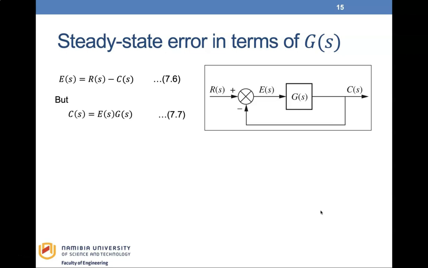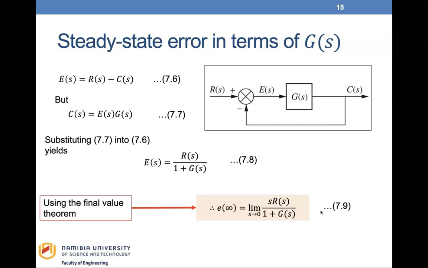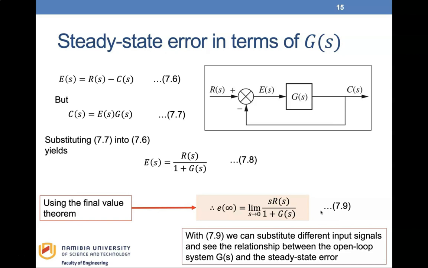If we substitute equation 7.7 into 7.6, we will arrive at equation 7.8. Now we can use the final value theorem to find the expression for the steady state error, which is given by equation 7.9. Equation 7.9 then allows us to calculate the steady state error given the inputs R of S and expressing the relation between the open loop transfer function, which is G of S, and the type of steady state error. Let us start with a step input.